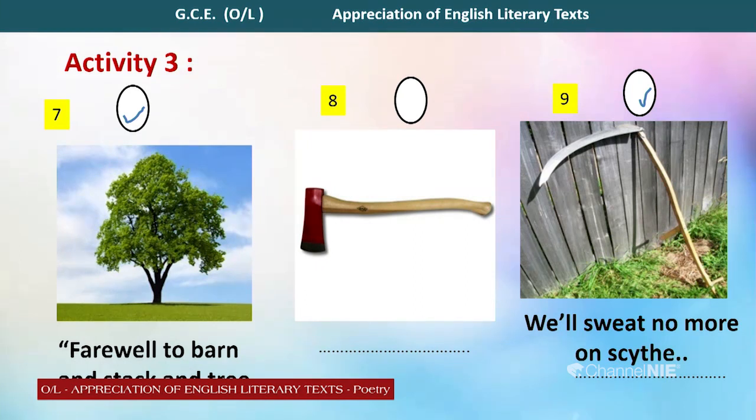How do you call that picture? There is number 9. We'll sweat no more on scythe. Right? This scythe is the farming tool that is highlighted on picture 9. You can see the difference between axe and the scythe. Scythe is a farming tool with a curved blade, you get it, right? So, relevance to the poem you get, we'll sweat no more on scythe.